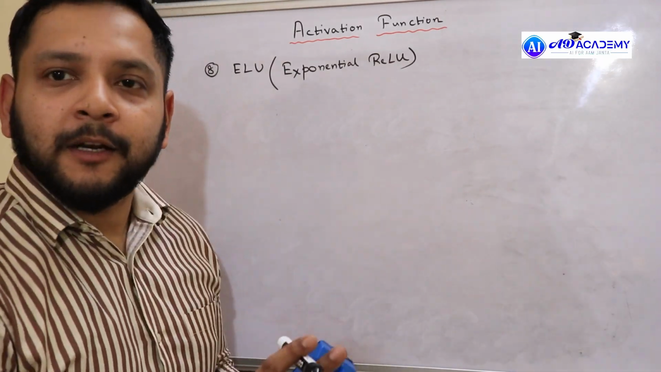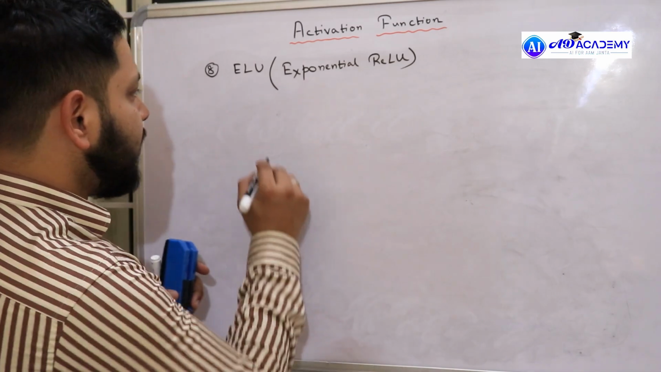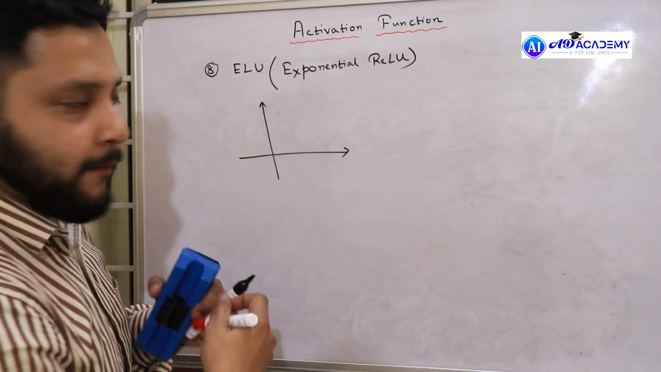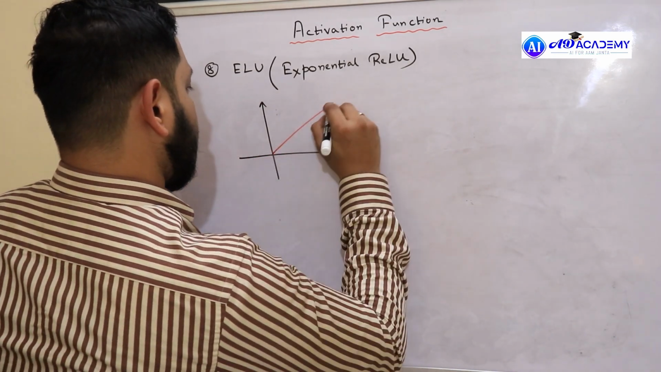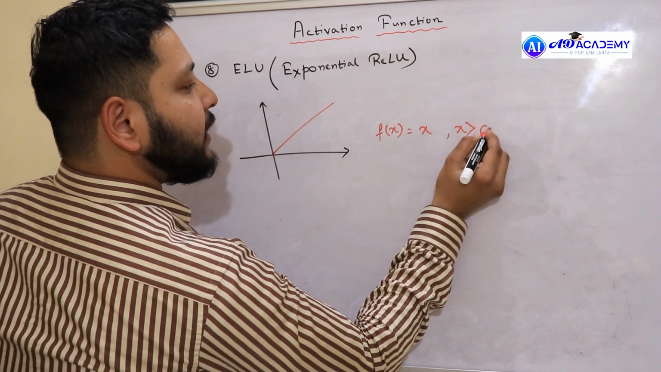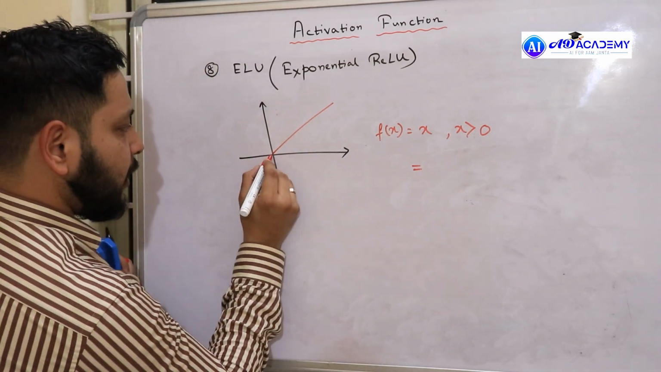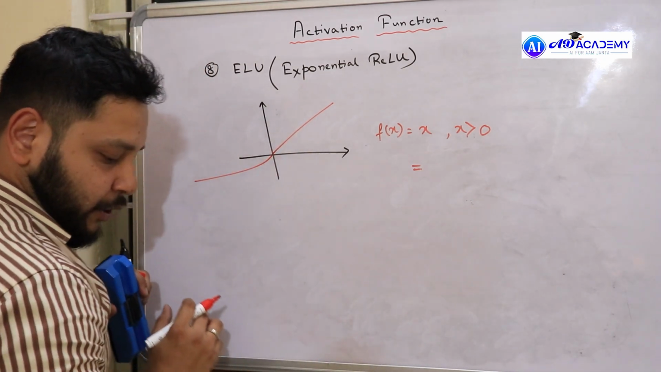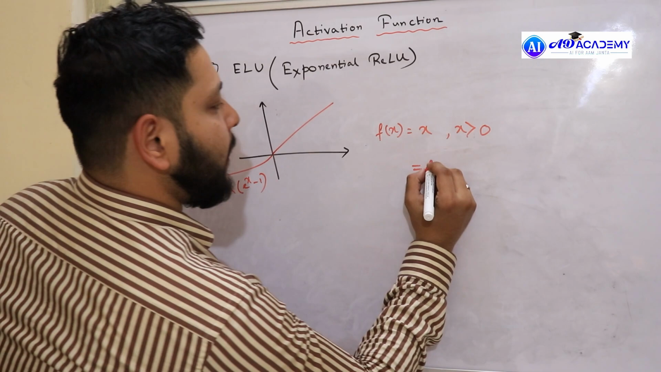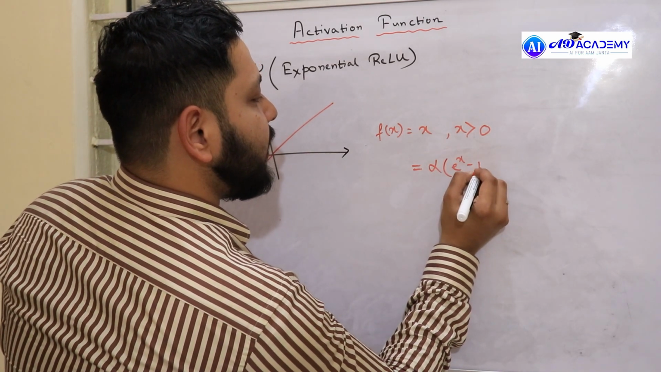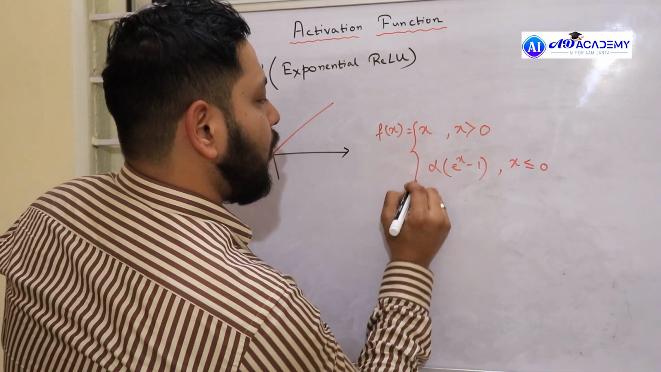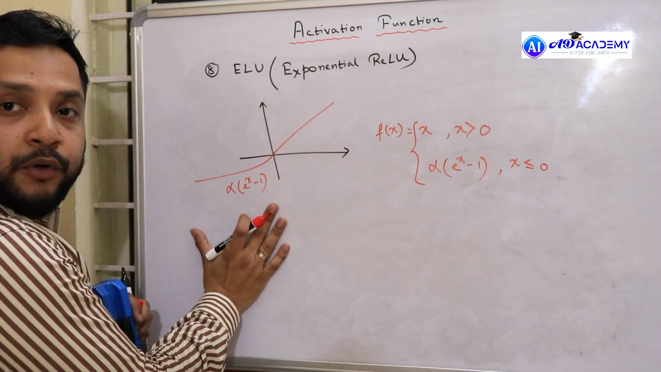Exponential ReLU. This is similar to a variety of leaky ReLU. Here this positive portion will be same. So f of x is equal to x for all x greater than 0. But in the negative side there is an exponential thing to it, and it can be written as alpha of e to the power x minus 1. So alpha of e to the power x minus 1 when x is less than or equal to 0. So there is an exponential part to it.